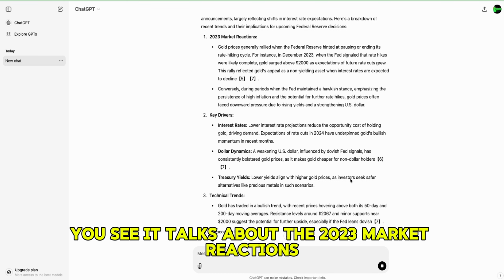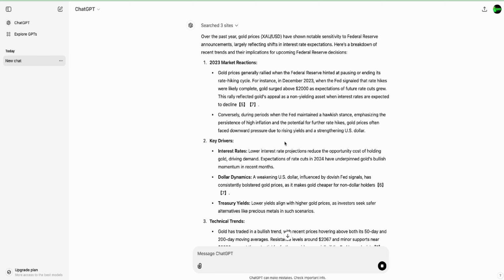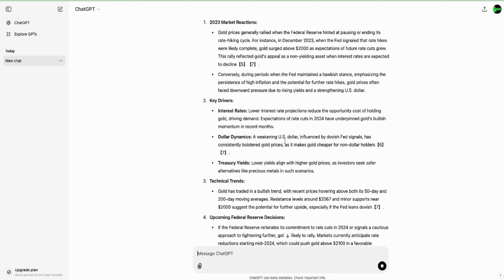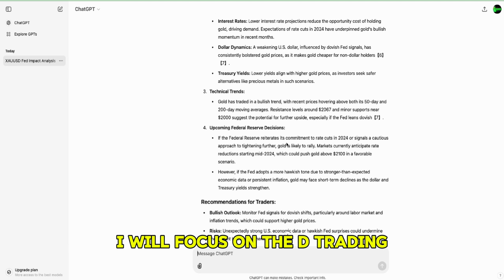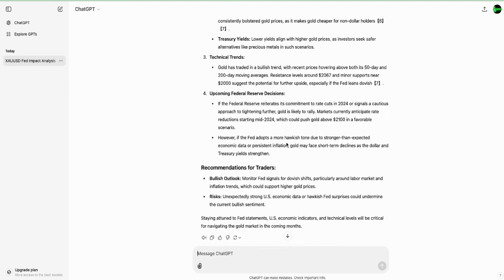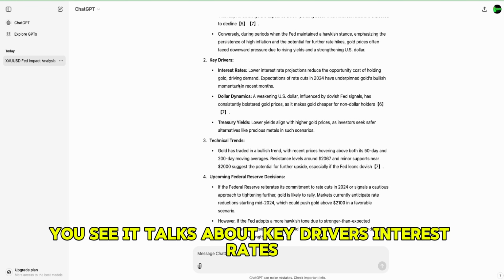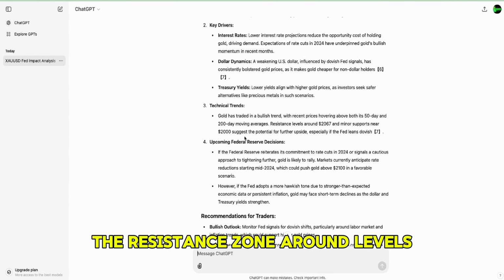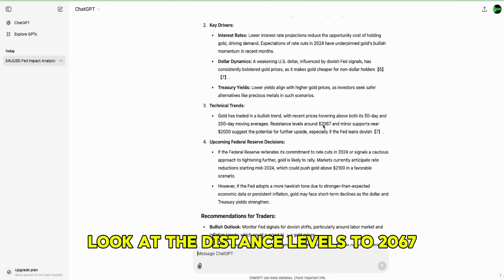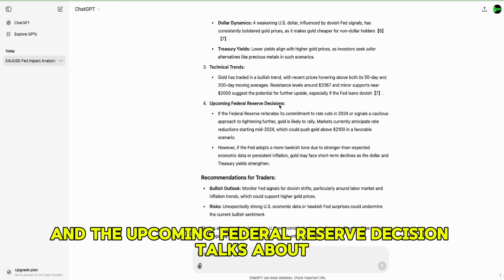You see, it talks about the 2023 market reactions. I don't want to go deep on this. I will focus on the day trading because this will take our time. You see, it talks about key drivers, interest rates, technical trends, what to check, the resistance zone around levels. Look at the resistance levels in 2067, and the upcoming Federal Reserve decision.